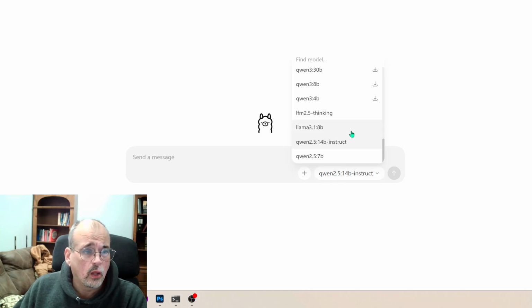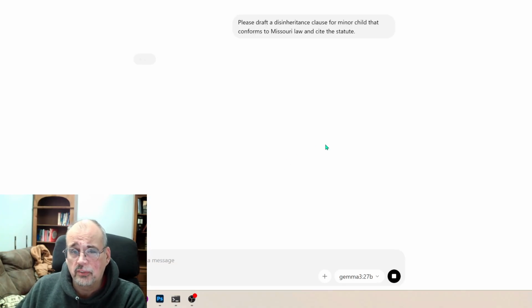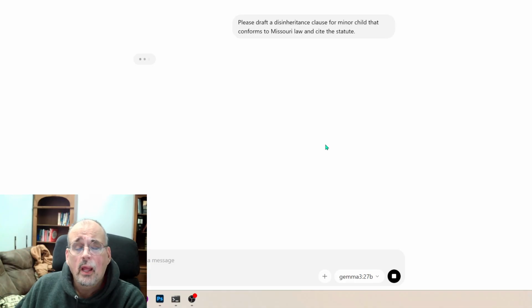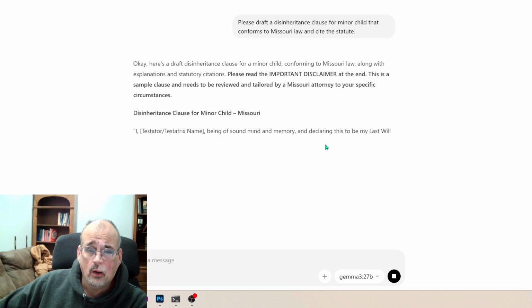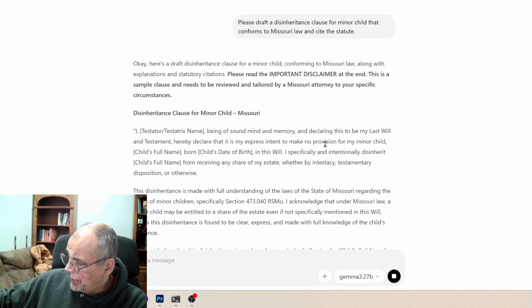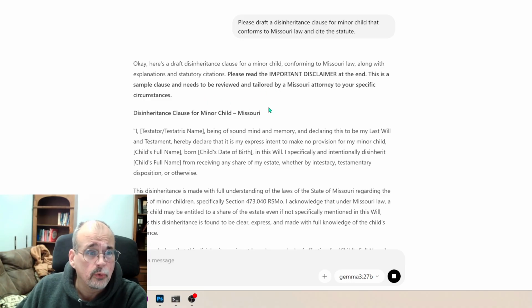So let's go ahead and take it all the way up to Gemma 3 27B. We'll pop that same thing in and see what that spits out. This is a much larger model. It's a 27 billion parameter model, and that means it barely fits on my system. I'm running an RTX 3090 video card, 24 gigabytes of VRAM. This model is using 17 gigabytes, so I can load the whole thing into the GPU, which allows it to run pretty quick. Now, here's a draft disinheritance clause. Note the important disclaimer at the end. Sample clause needs to be reviewed and tailored by a Missouri attorney.